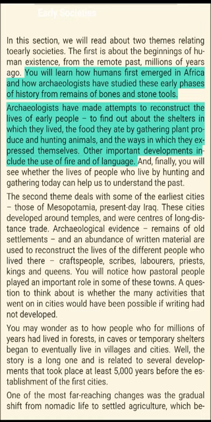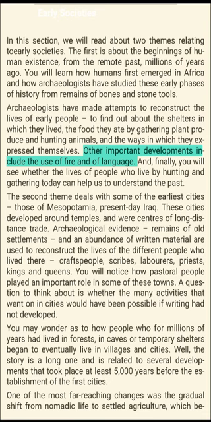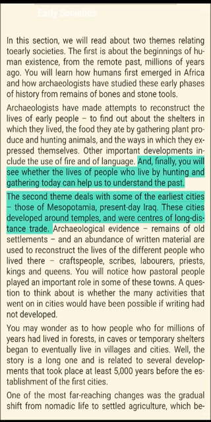Archaeologists have made attempts to reconstruct the lives of early people, to find out about the shelters in which they lived, the food they ate by gathering plant produce and hunting animals, and the ways in which they expressed themselves. Other important developments include the use of fire and of language. And, finally, you will see whether the lives of people who live by hunting and gathering can help us to understand the past. The second theme deals with some of the earliest cities, those of Mesopotamia, present-day Iraq.